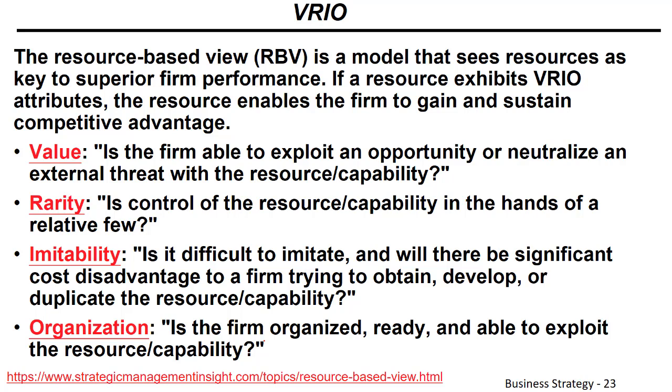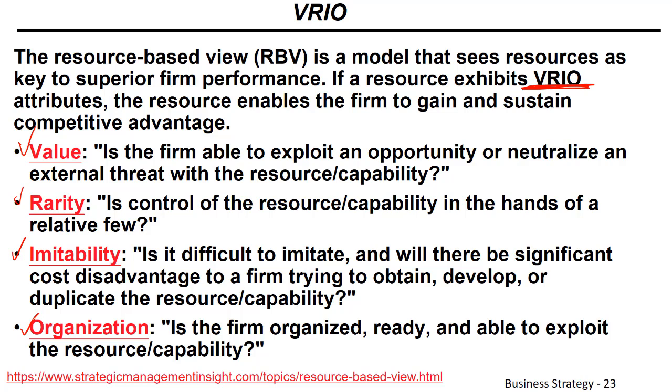Under the resource-based view, it is important that the resource that we're talking about exhibits some attributes. These four attributes have an acronym called VRIO. VRIO stands for value, rarity, imitability, and organization. We'll explain a little bit what each one of them means, which means the resource has to be valuable. The resource is rare, so it's difficult for other people to obtain.